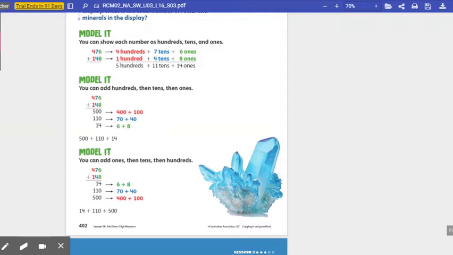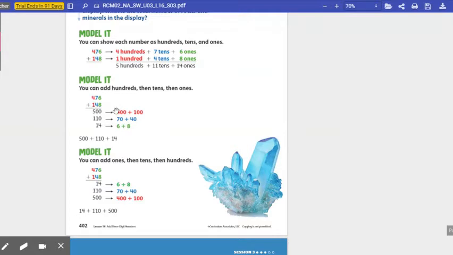So let's start by combining our ones first. 6 ones and 8 ones is 14 ones. 7 tens and 4 tens is 11 tens. 4 hundreds and 100 are 5 hundreds. So they just combined each place.